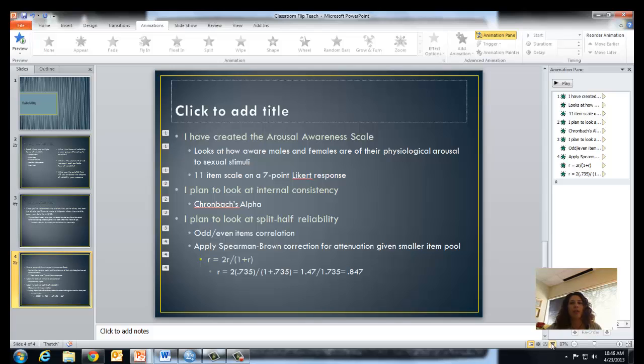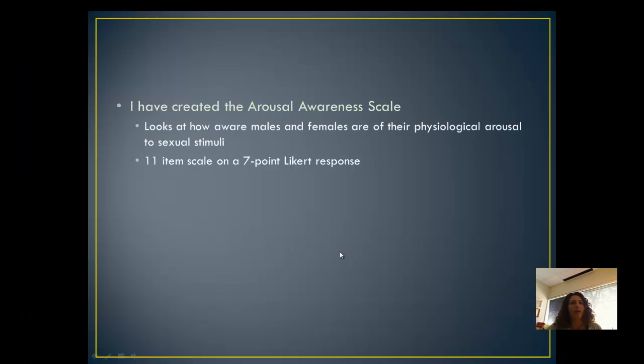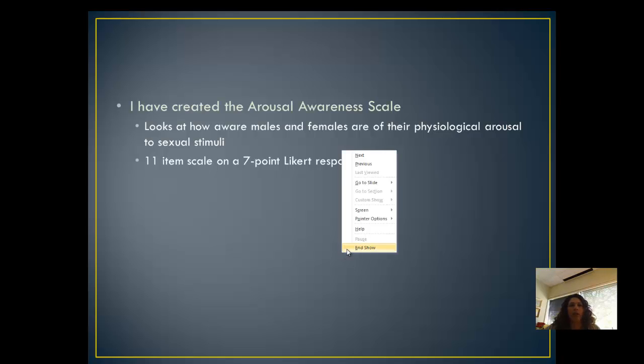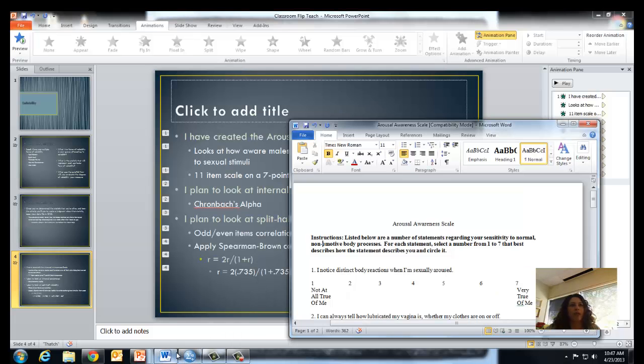Okay, so let me tell you a little bit about my measure that I'm going to use to show you how to test for reliability. I've created the Arousal Awareness Scale, and this is actually true. This is a scale that I created. And what I'm trying to do with this scale is to look at how aware males and females are of their physiological arousal symptoms related to sexual stimuli. So I created an 11-item scale on a 7-point Likert response. Let me show you what that looks like.